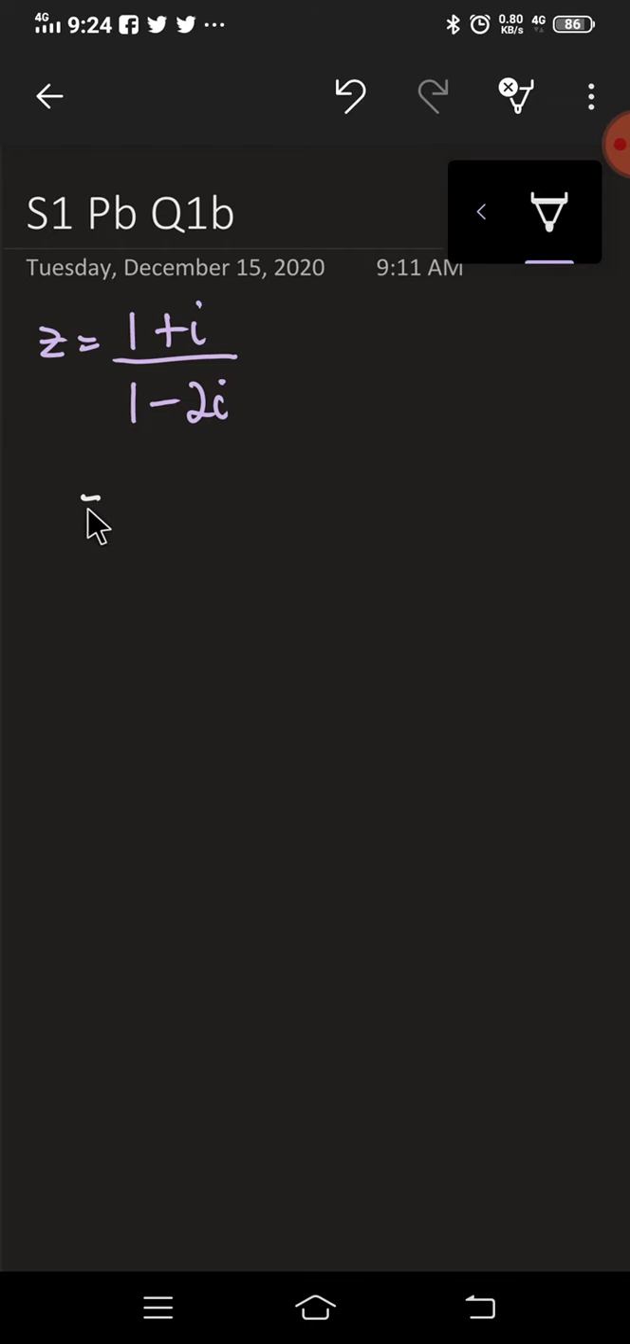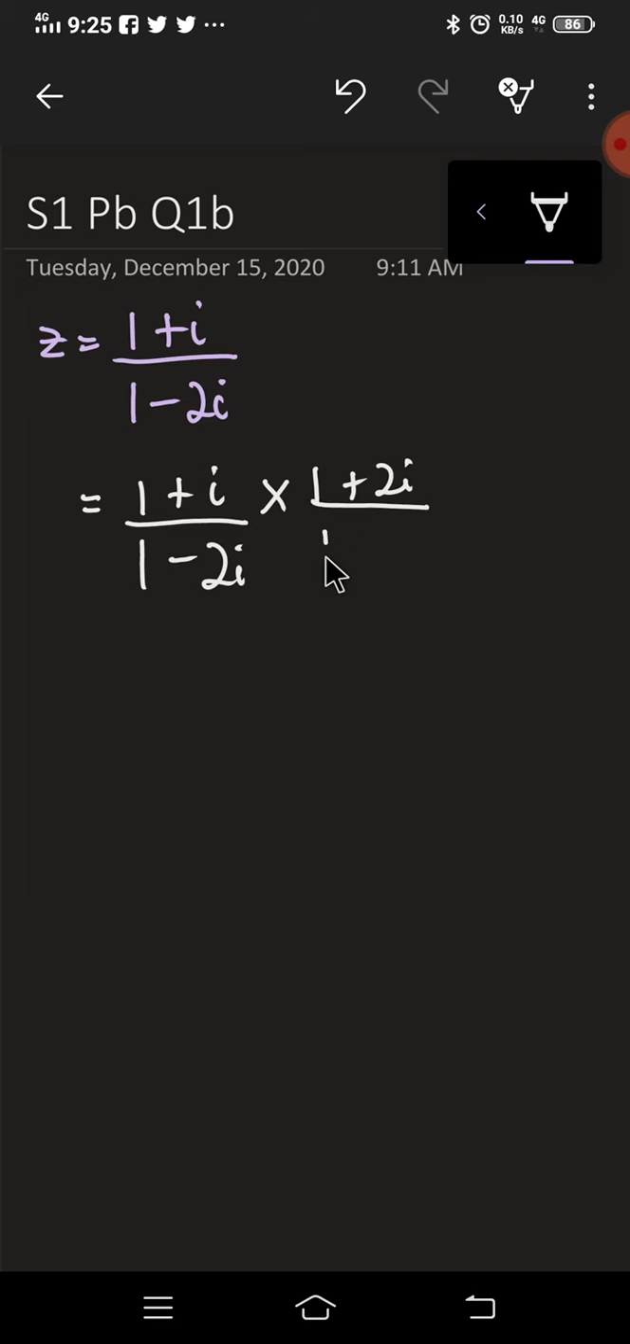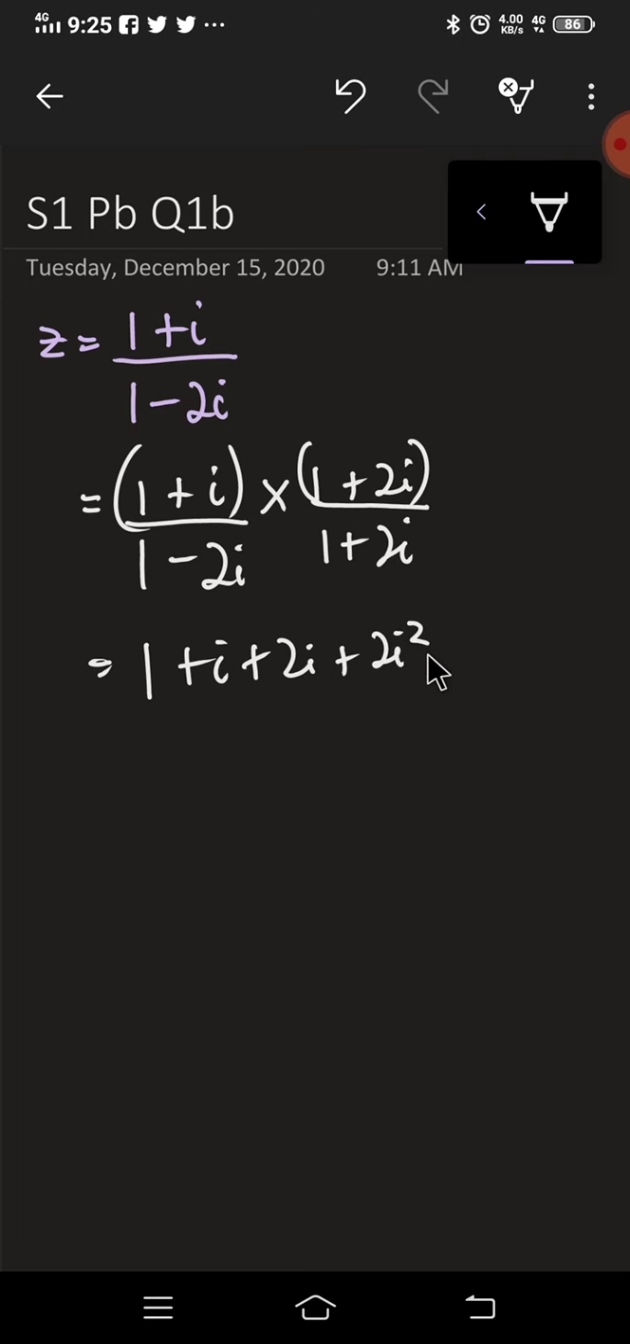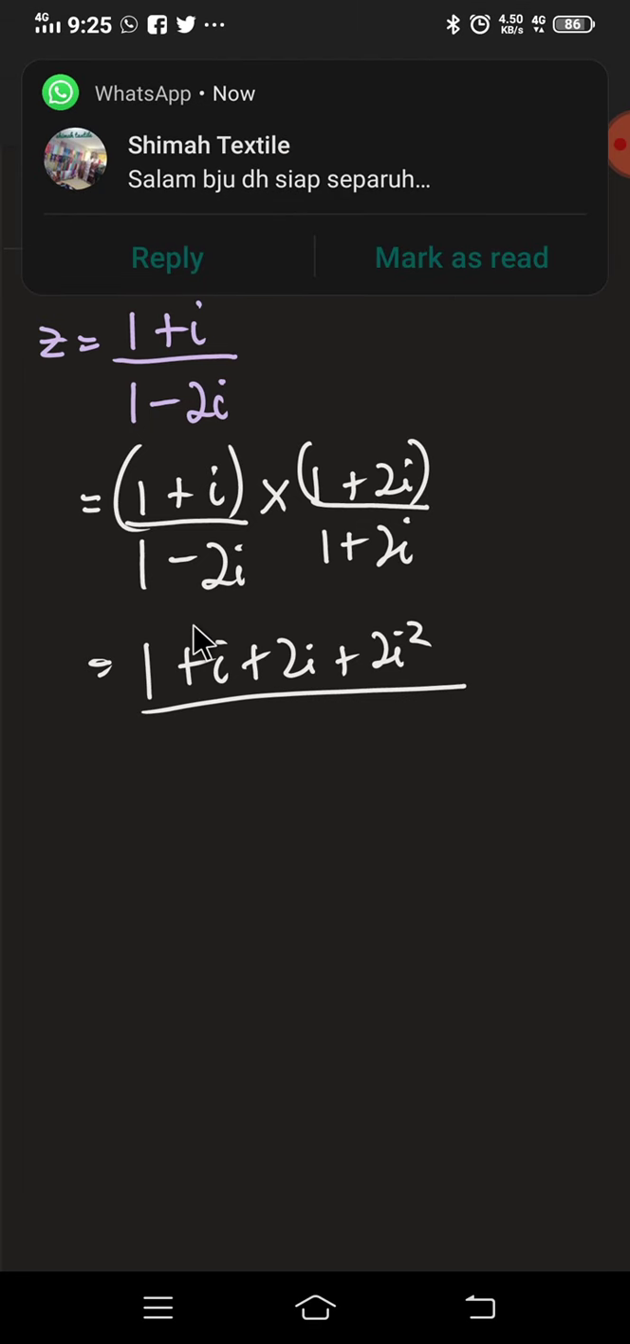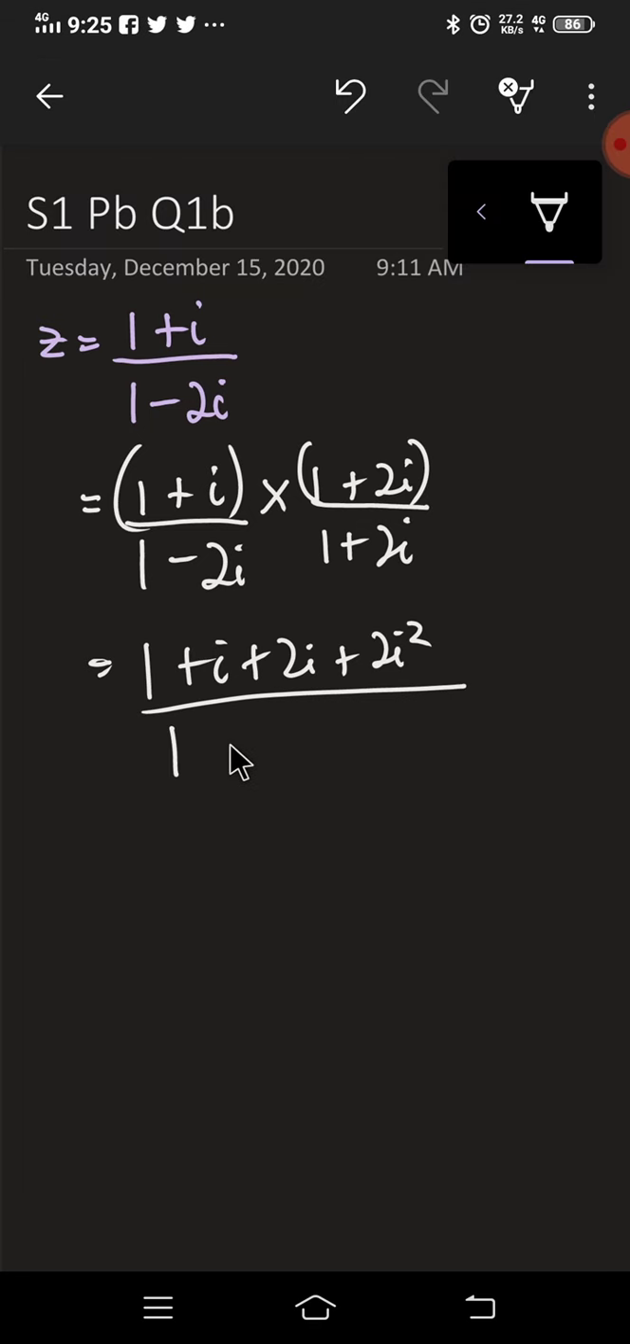So how? If we have a fraction, we have to multiply by the conjugate of the denominator. So what is the conjugate of the denominator? For 1 minus 2i, the conjugate will be 1 plus 2i. So multiply 1 plus 2i for both numerator and denominator, and expand. What we get here is 1 plus i plus 2i plus 2i squared, divided by 1 minus 2i plus 2i minus 4i squared.